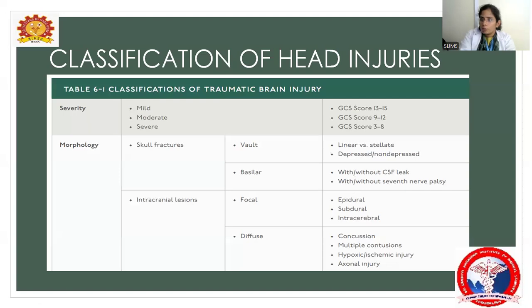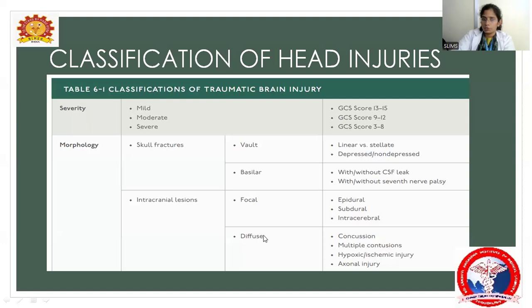If it is localized to one point, it is called focal. Focal is classified into epidural, subdural, and intracerebral. Epidural is a space which is present outside the dura. Subdural, what is subdural? Subdural is nothing but a space between dura and arachnoid. Then it is intracerebral, that is within the pia mater. The parenchyma of the brain may be affected, that is intracerebral.